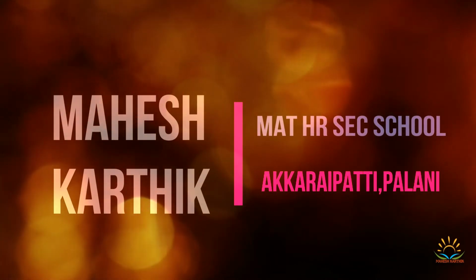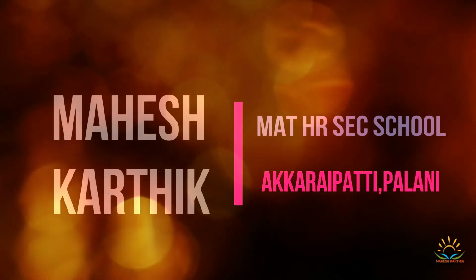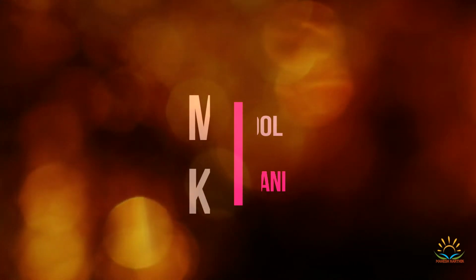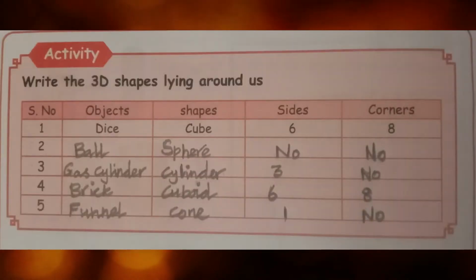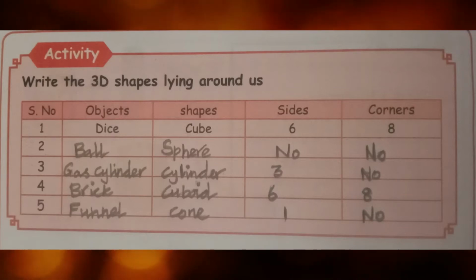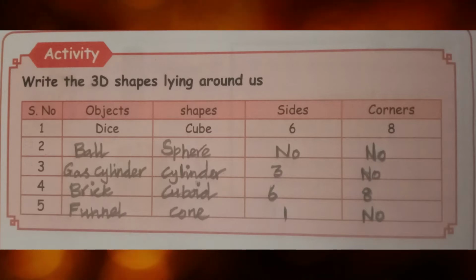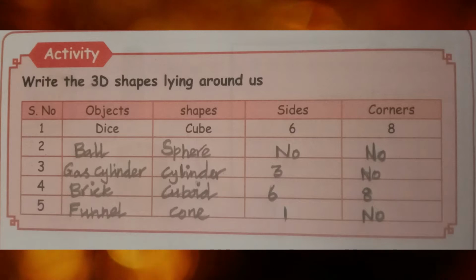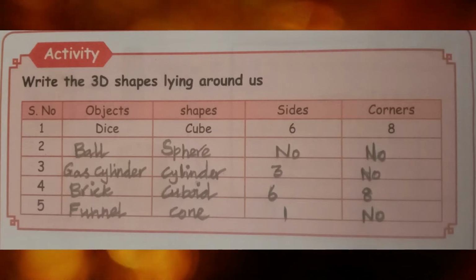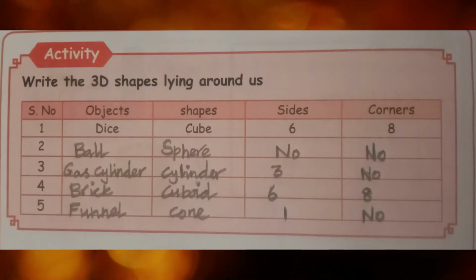Today we are going to discuss some book exercises of our interesting subject Maths. Let us move on to the exercises. Activity. In this tabular column we have to fill in the 3D shapes and their sides and corners. Write the 3D shapes lying around us. They have given an example for us. Dice, it is in the shape of cube and it has 6 sides and 8 corners.